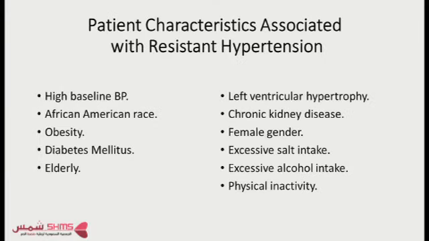Now, there are certain clues in patients which suggest that the patient has resistant hypertension. They are high baseline blood pressure, African American race, obesity, diabetes, elderly age, and these are the rest. All these give us a clue that this kind of hypertensive patient may have resistant hypertension.